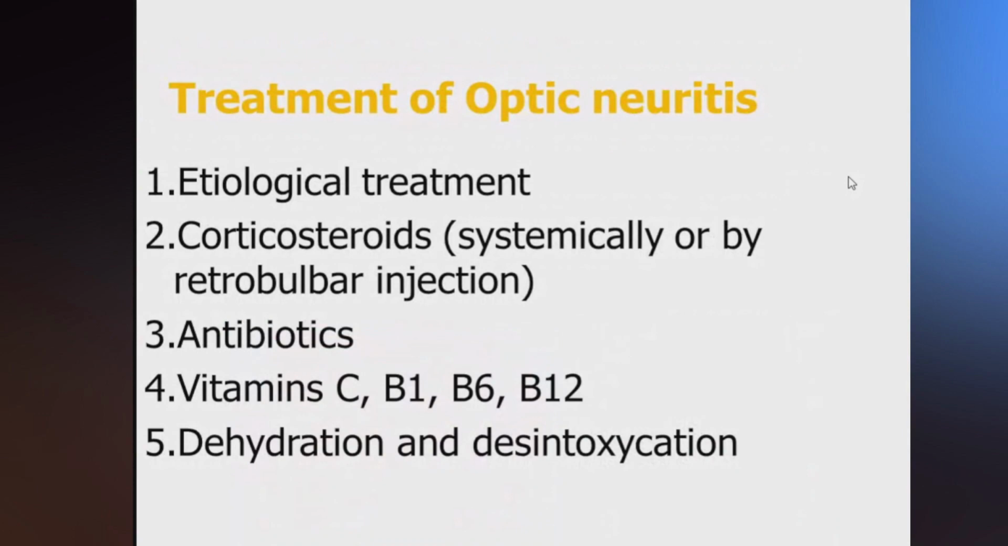As for the treatment of the optic neuritis, of course, we should start from etiological treatment. Corticosteroids systemically or retrobulbar injection are essential. Antibiotics, if we know etiology and we know that these are bacteria. Of course, for the protection of the optic nerve, we should prescribe vitamins group C and B. Another way of treatment, dehydration and detoxication.